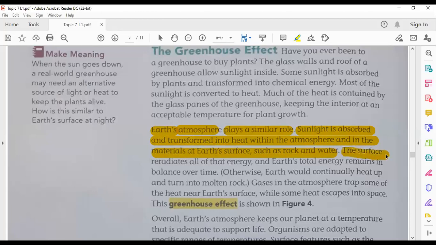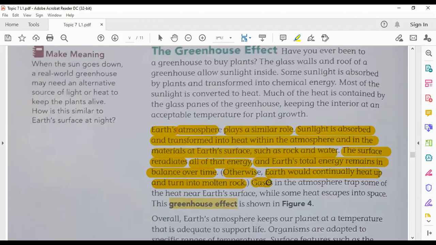The surface of the Earth re-radiates all of that energy. You have to know that according to the law of conservation of energy, the Earth's total energy remains balanced over time. But if the balance is disturbed, what will happen? Earth would continually heat up and turn into molten rock. Okay.